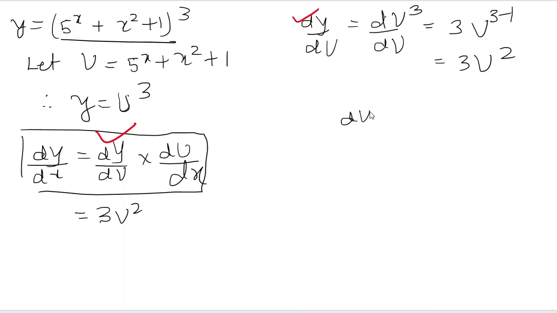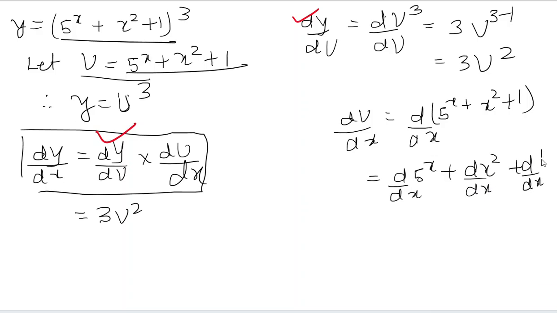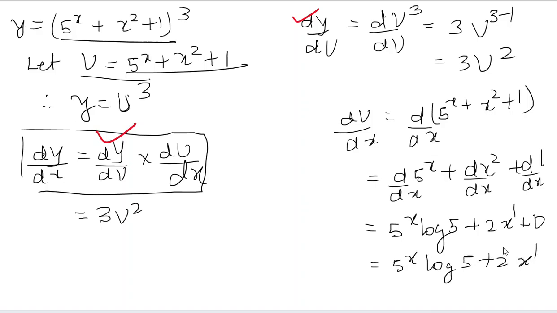Next we find du by dx. D by dx of u is this big part, 5 raised to x plus x square plus 1. Now we share the derivative. Since there are three terms, it will become the derivative of 5 raised to x plus the derivative of x square plus the derivative of 1. The derivative of 5 raised to x is 5 raised to x log 5. The derivative of x square is 2x, and the derivative of a number is 0. So the answer is 5 raised to x log 5 plus 2x.